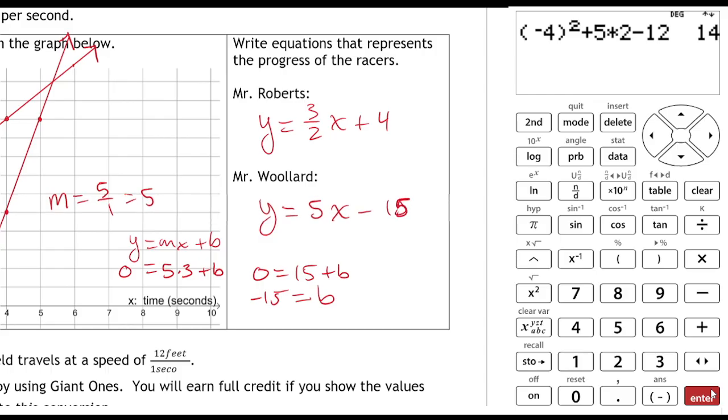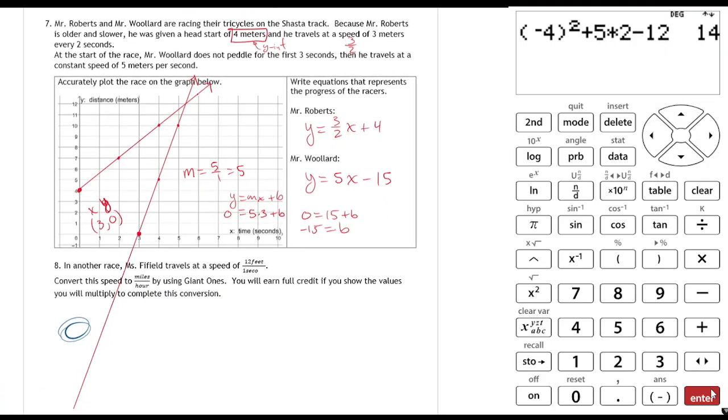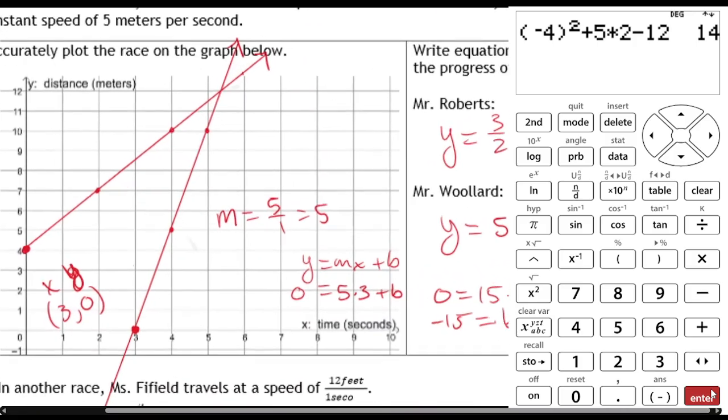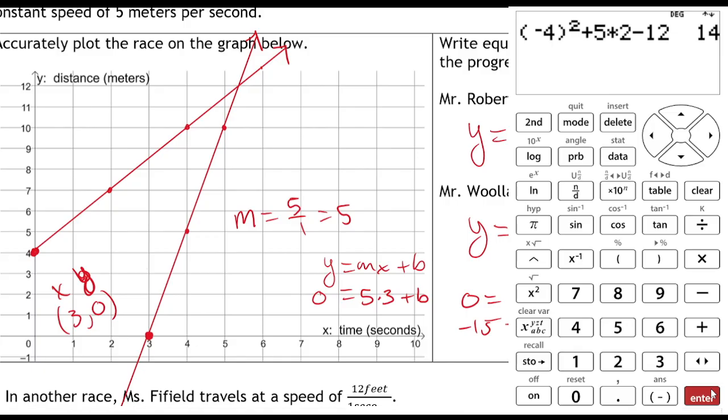So we could have done two things, right? Instead of just sitting still for 3 seconds, he could have started 15 meters at the back. Now, it looks like if the race is 12 meters long, it's a tie. If the race is 10 meters long, I'm the winner. Anything after 12, Woolard is in the lead. Woolard is the winner.